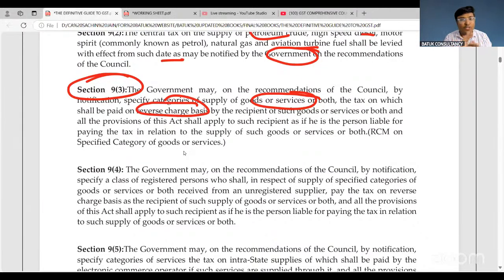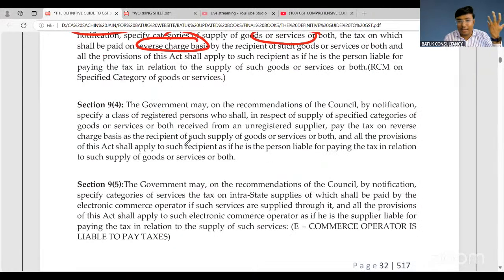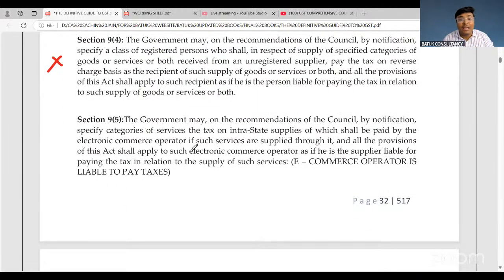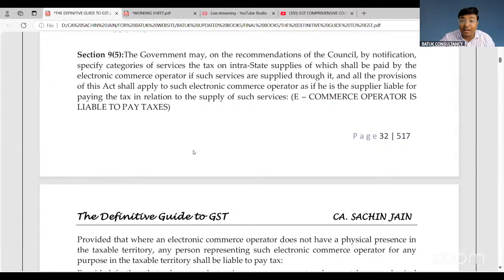Section number 9 subsection 4 is not in effect right now, that is unregistered person, 5,000. So this is not in effect right now. Section number 9 subsection 5 is related to e-commerce operator, and in case of e-commerce operator, the e-commerce operator is going to be liable for the applicability of GST, and that person also has to deduct the TCS for the supply made by the trader.